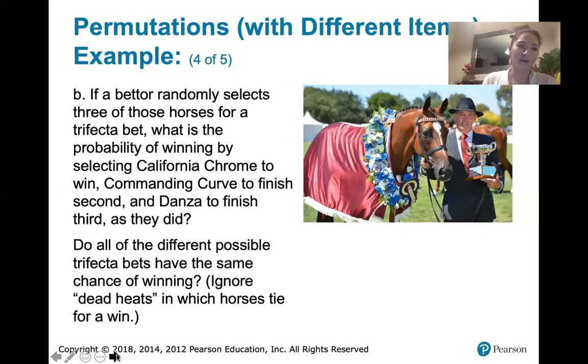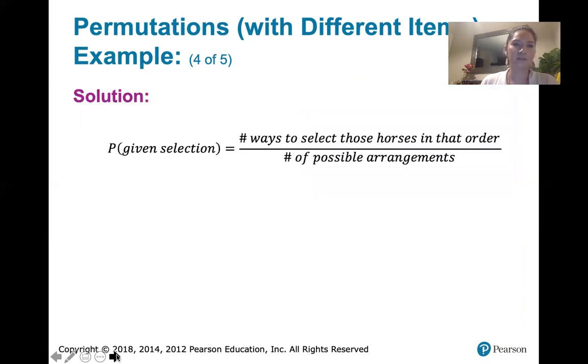And then the second part of part B says, do all the different possible trifecta bets have the same chance of winning? Ignore deadheads, in which horses tie for a win. Okay. So here's our answer. I've got that given selection with Chrome first and so on.